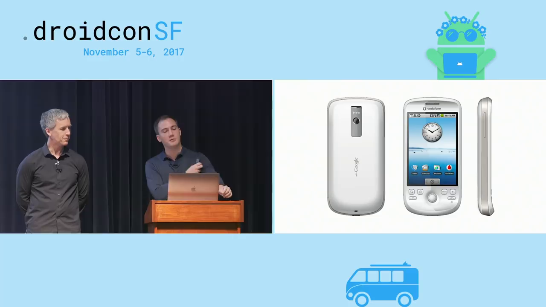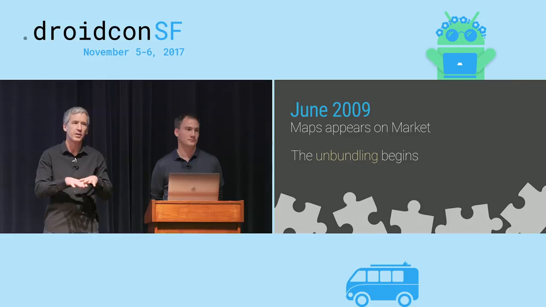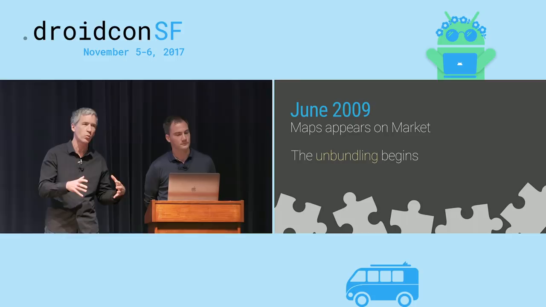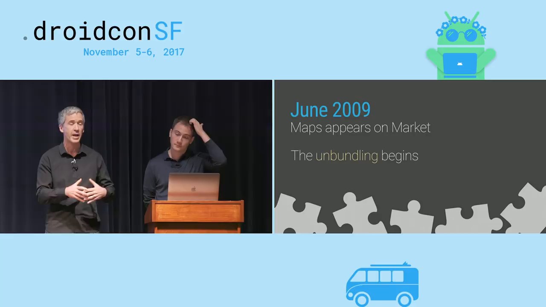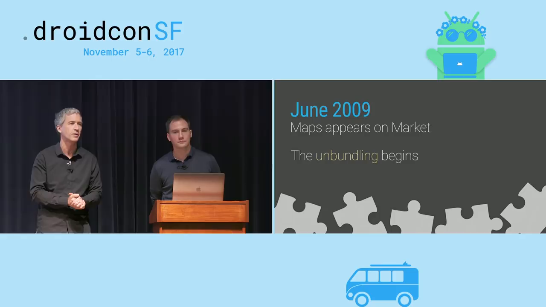So Maps came out in 2009 on market. This was an important precedent for where we were going in the future. Prior to that, all the main applications that you think of as core Android system were bundled with system images. So you would get an update or you would get a device that had that release and then you would get those versions of those applications. Now Maps and then eventually all the other applications that are core to the experience were unbundled and available on market, updatable out of band, no longer locked to the system image itself.